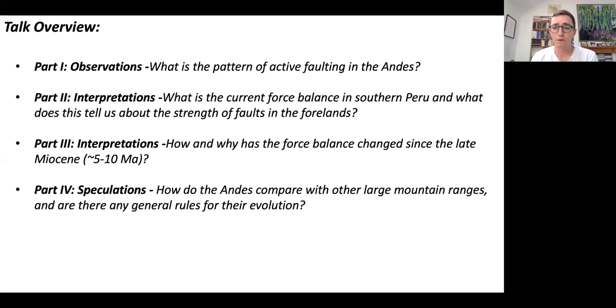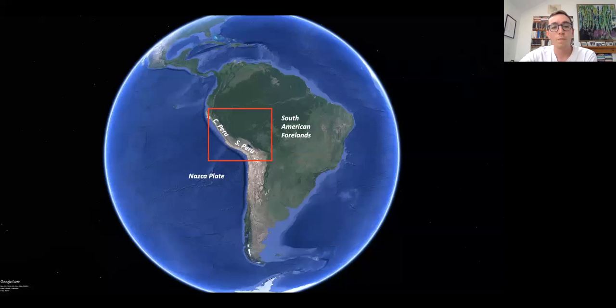And then the final part is really the speculative section, where I think about how this actually relates to the deformation that we see in other global mountain ranges.